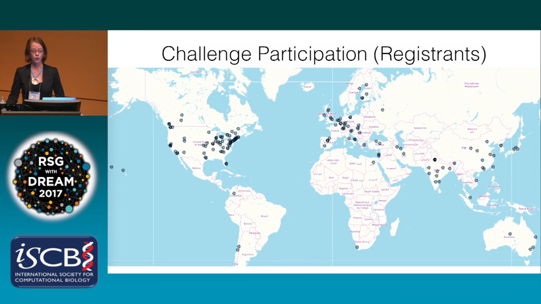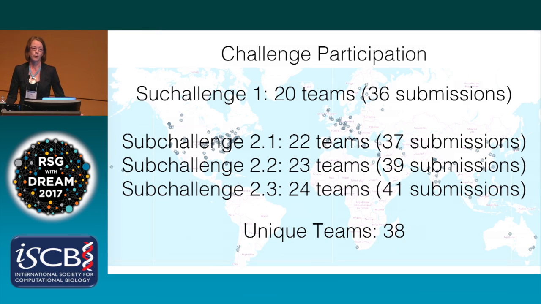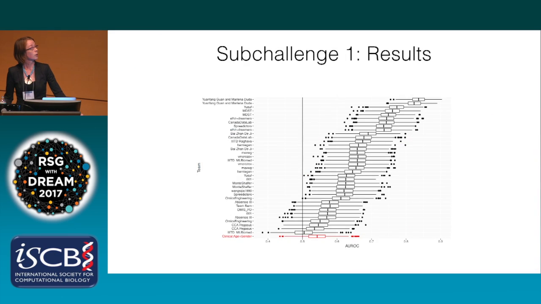We had about 450 registrants all over the world on 6 continents, so that was pretty exciting. All in all, we had about 38 unique teams across the 4 sub-challenges. So these are the results. My slide is not showing up that well, so I apologize for that.